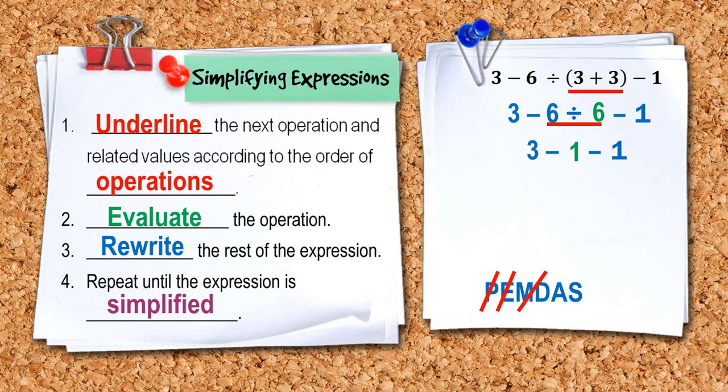Now you know all you have left is addition, subtraction. You go from left to right. So I need to do 3 minus 1 before I do 1 minus 1. So I underline. 3 minus 1 is 2. I evaluate. I rewrite. My last step, because I'm still on addition and subtraction, 2 minus 1, I underline, I evaluate, and I rewrite. I'm officially done with all of my operations. I've crossed out all of PEMDAS, and I have one single value simplified down from an algebraic expression.